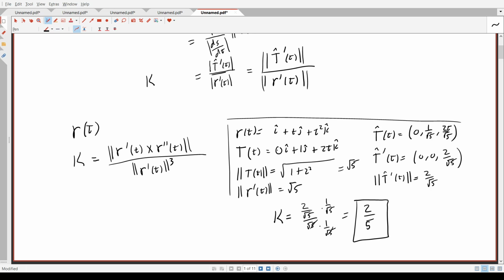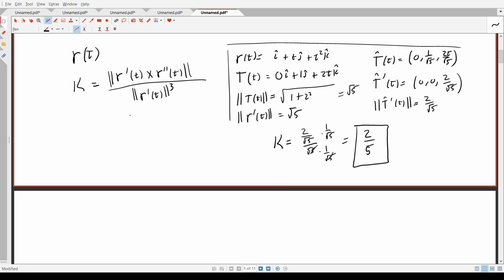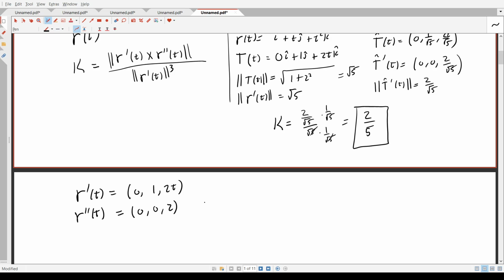Okay, so I'm going to do the same example, but this time I'm going to use this formula. So r prime of t, that's just the derivative, that's going to be 0, 1, 2t. I need r double prime, 0, 0, 2. And now I want to do the cross product of these two. So I have r prime cross r double prime.